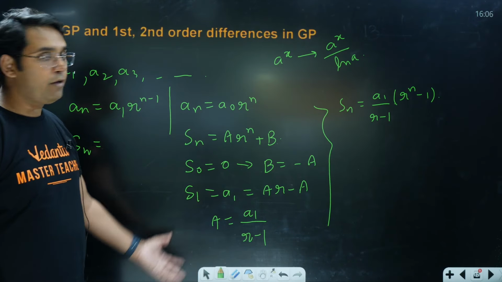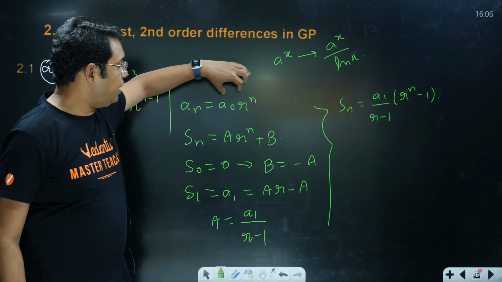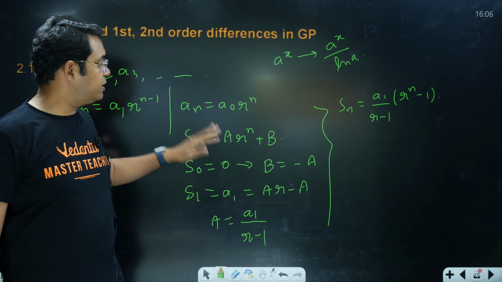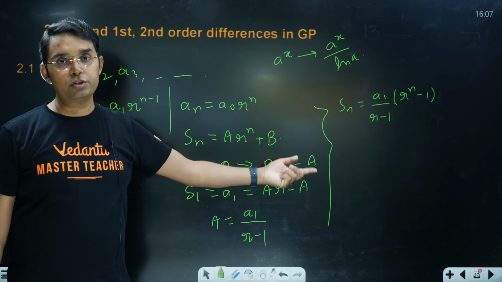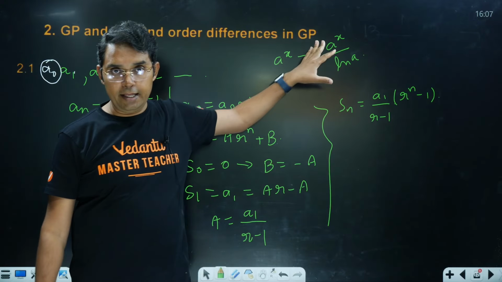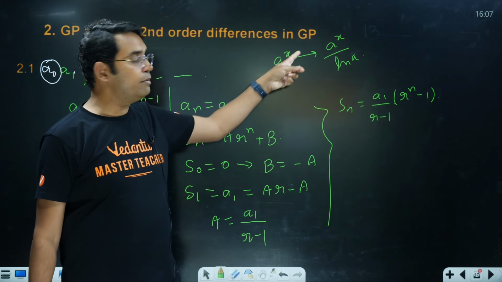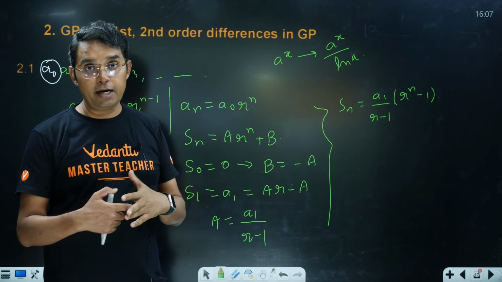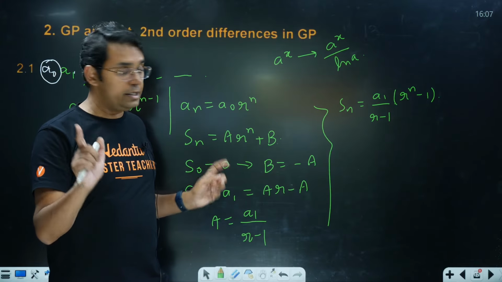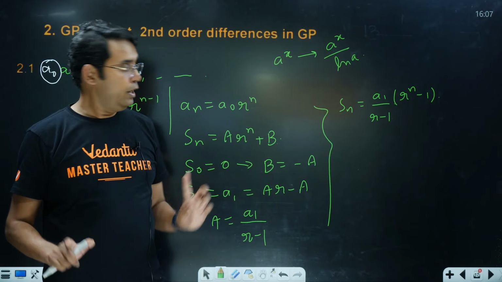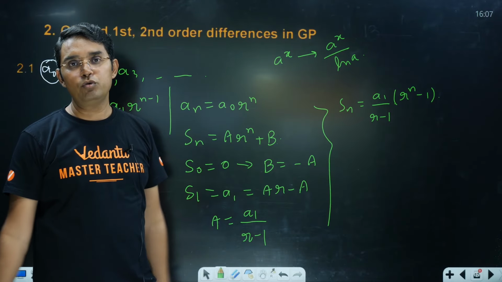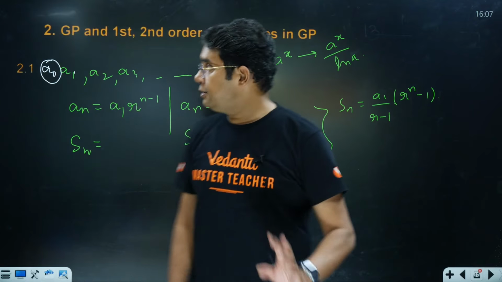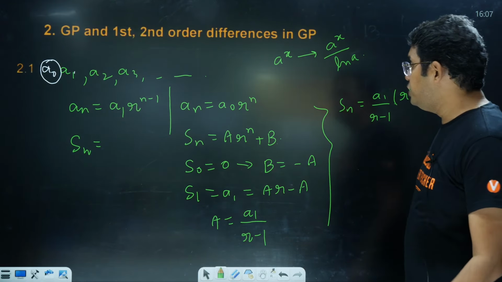So this way you can find it out, but you have to understand that for A naught into r power n, the summation will have the same r power n but a different coefficient, and some other constant also. In fact, when you do the integration, the same thing is happening. So from there also you can connect, but your coefficient will change and some constant term will also come. The constant term should come so that your S naught becomes equal to 0. So that is when you have a GP.